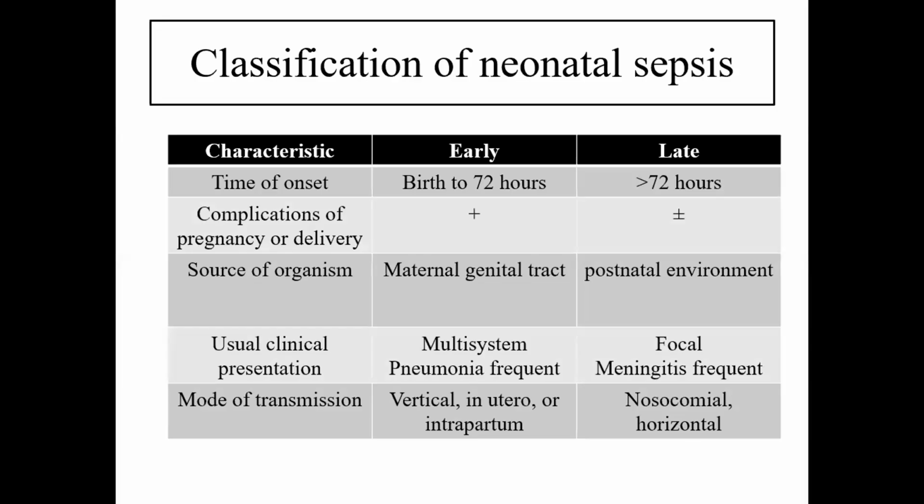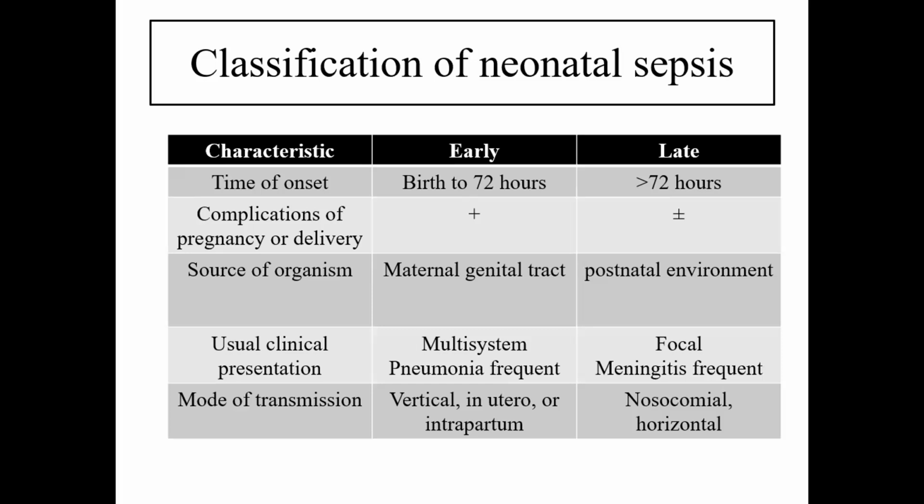Then we generally classify neonatal sepsis into early and late. We all know that early neonatal sepsis occurs between birth and 72 hours. Different classifications are there. Some take 7 days, but in India we usually use 72 hours. The most common source of organism is the maternal genital tract, but the delivery room area can also cause early onset sepsis.